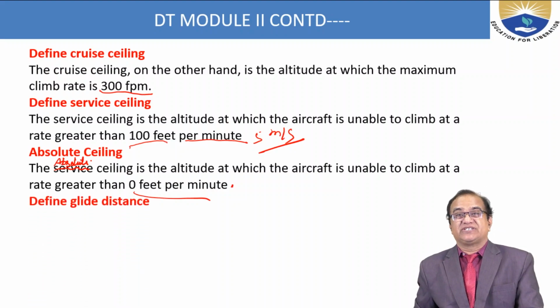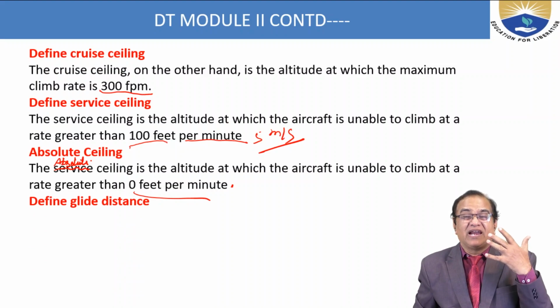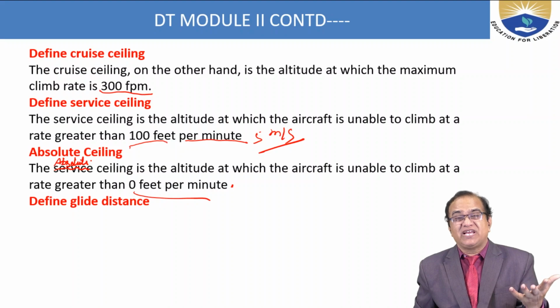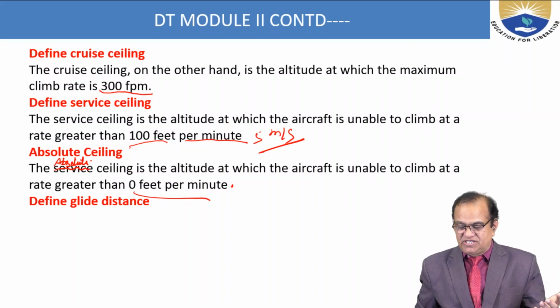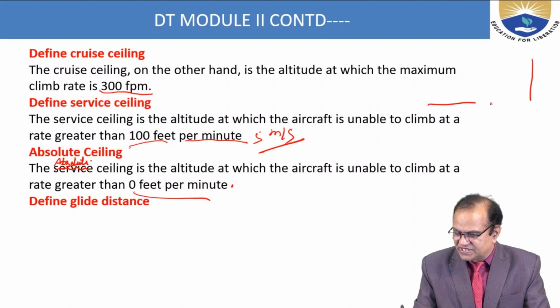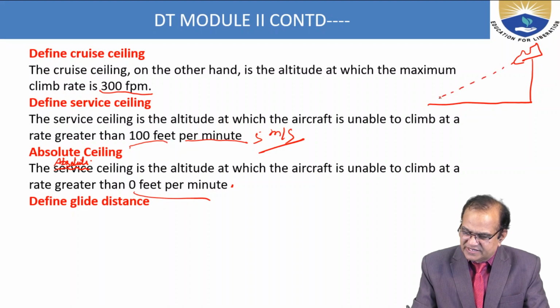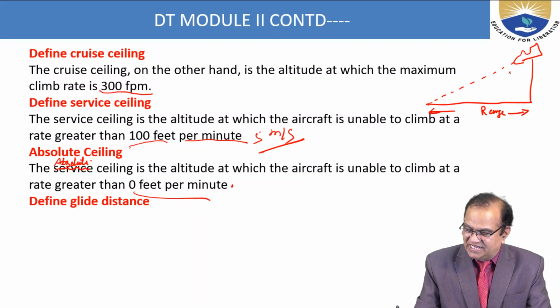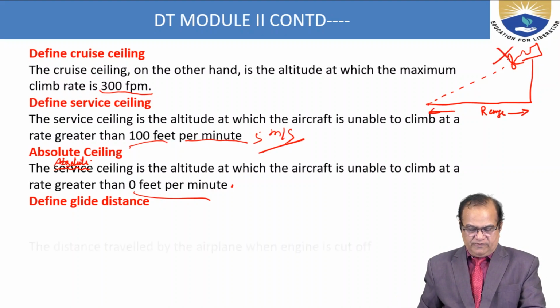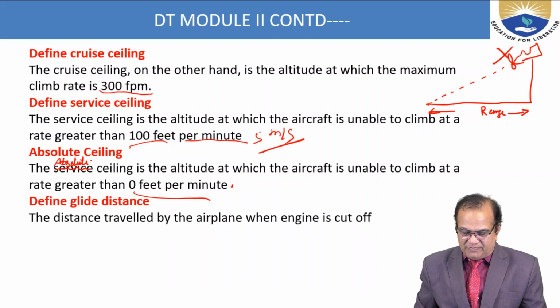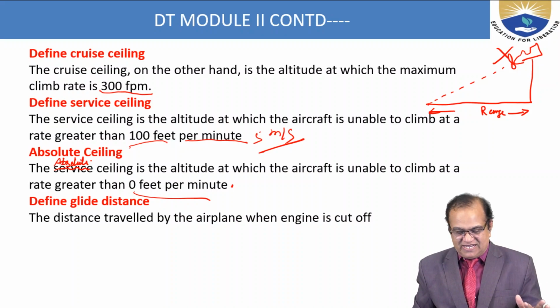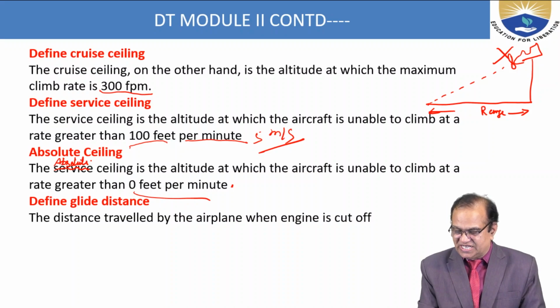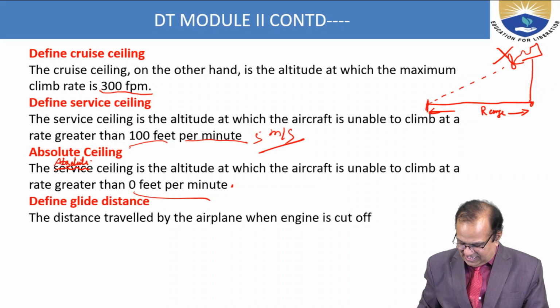Define the glide distance. How far can your aircraft glide if the engine fails? How much range can it cover when the aircraft engine has failed? So if your aircraft is here, this is the range, or the glide distance, if the engine fails. It is the distance traveled by the airplane when the engine is cut off, whether it failed or was intentionally cut off for practice. This horizontal distance is called the glide distance.